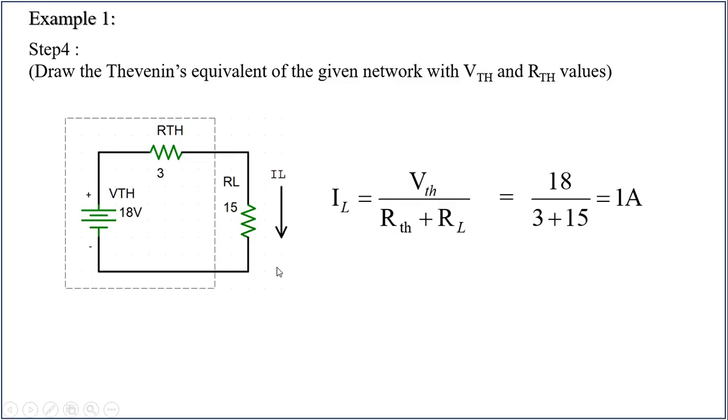After that you can find IL, the current flowing through the load resistor, using the formula IL is equal to VTH by RTH plus RL. VTH is 18 volts, RTH is 3 ohms, RL is 15 ohms. 18 by 18 is equal to 1 ampere. 1 ampere of current is flowing through the 15 ohm load resistor. So this is how we can Thevenize the given circuit.